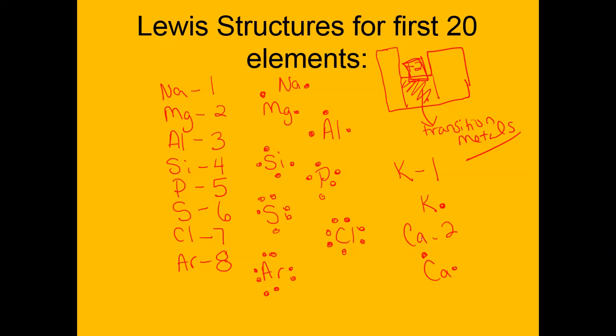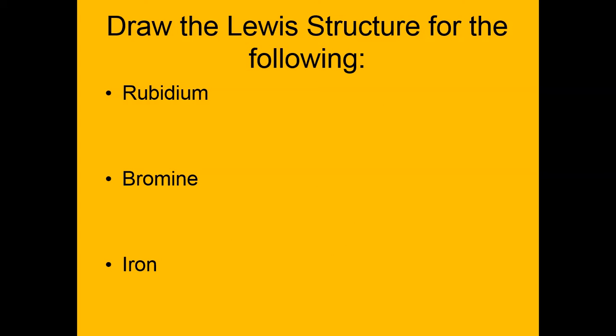Alright, so with that in mind, I'm going to give you a couple to do for homework, and you can just do these in class real quick and show them to Miss Golson, or you can just show them when you walk in the door tomorrow. But draw the Lewis structure for these 3 elements, and that's it. If you have any questions, let me know.